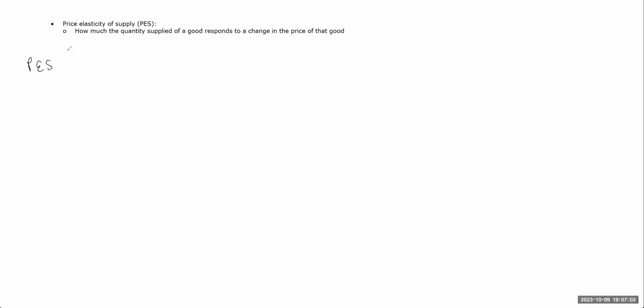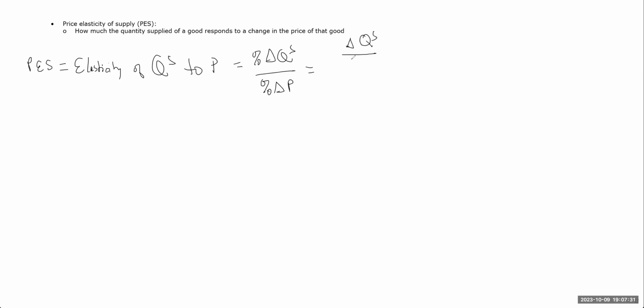So PES, price elasticity of supply, is the elasticity of quantity supplied, how much is being sold, to the price of that good. The formula is percent change in quantity supplied over percent change in price. This is equal to change in quantity supplied over quantity supplied base, divided by change in price over price base.